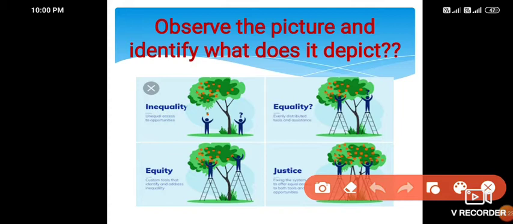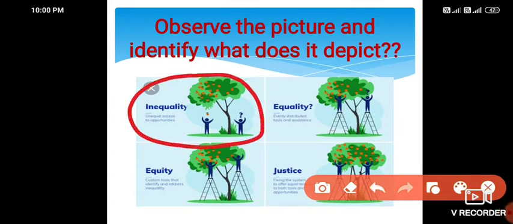As you can see from the picture, the first one is inequality. So what is inequality? Inequality means unequal access to opportunities. As you can see from the picture itself, this is a fruit tree, and there are 2 persons here, one on the right and one on the left. The left-hand side is getting more opportunity compared to the right-hand side. So that is inequality, meaning both of them are not getting equal opportunities.